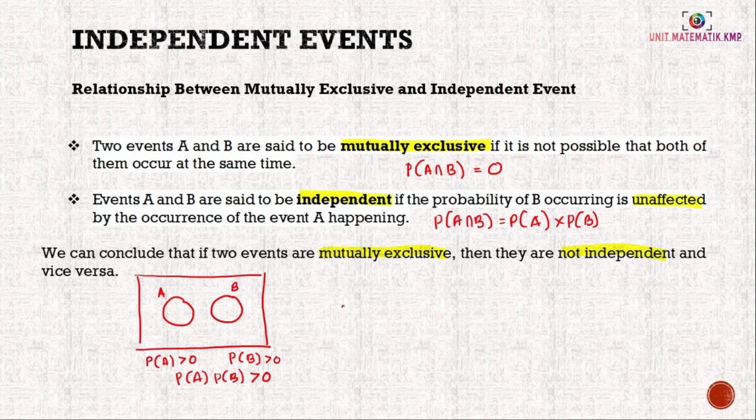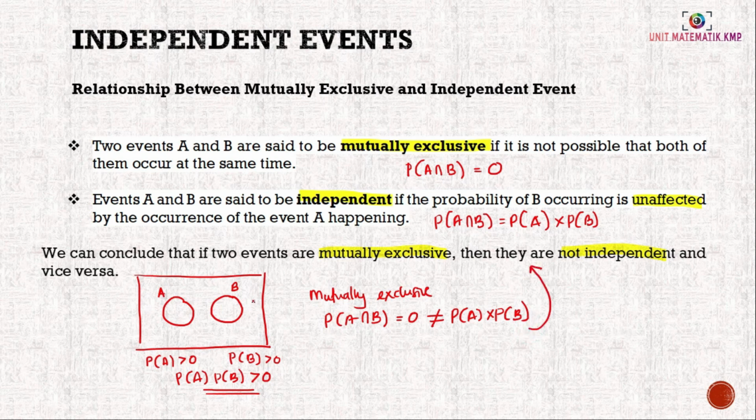Okay, now we know that kalau mutually exclusive, probability of A intersect B must be equal to 0, which is not equal to PA times PB. Okay, sebab PB kat sini dekat yang kita tulis tadi ni, dia adalah greater than 0. Tapi mutually exclusive, dia must be equal to 0. So we can conclude kat atasnya lah. So if two events are mutually exclusive, then they are not independent.